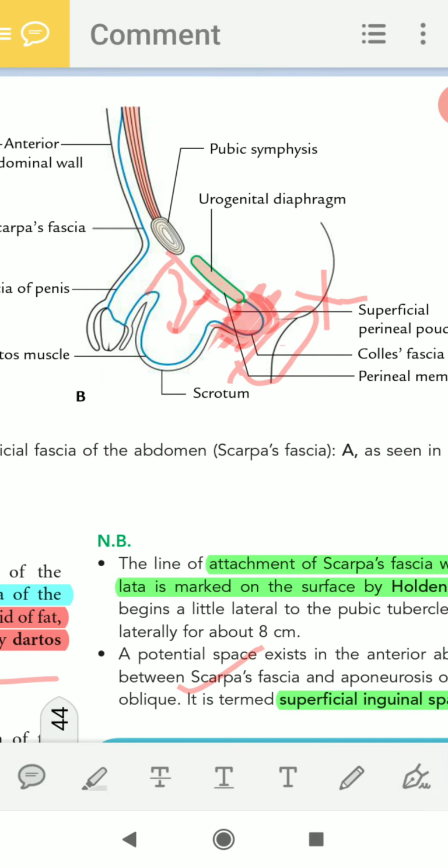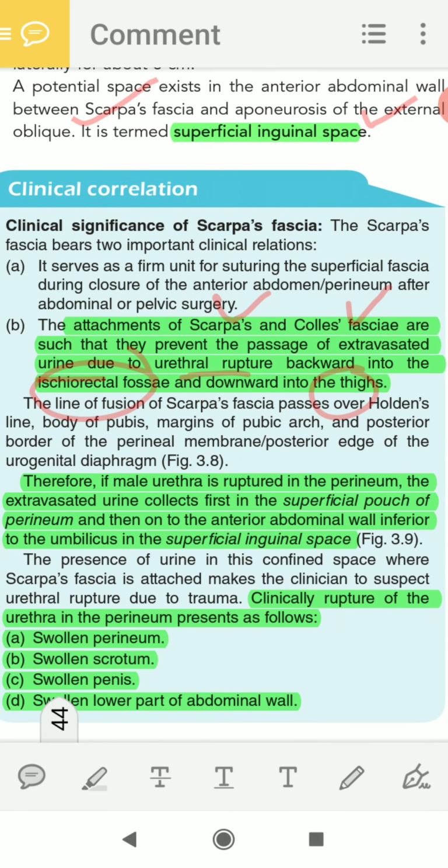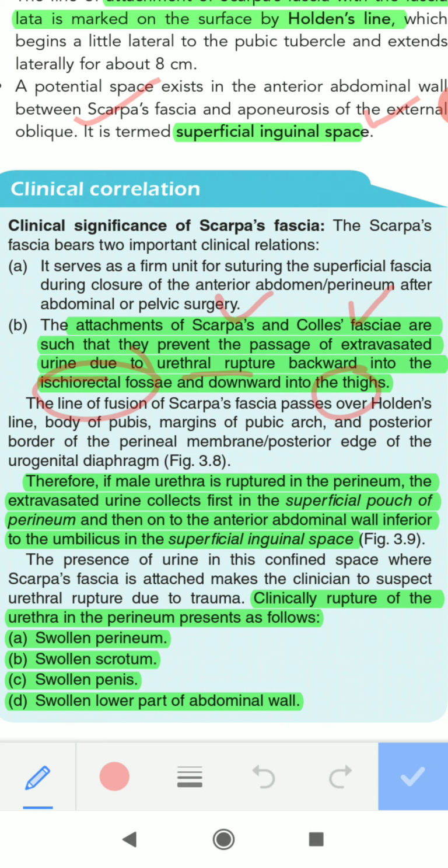That means, in short, these two fascia prevent the extravasation of urine to different sides. It prevents the extravasation of urine from going into the thigh or into the ischiorectal fossa. Now, if the male urethra is ruptured in the perineum, the extravasated urine collects first in the superficial pouch of the perineum and then into the anterior abdominal wall inferior to the umbilicus, in the superficial inguinal space. So, if the urethra is ruptured, the urine is accumulated in the superficial perineal pouch and superficial inguinal space.